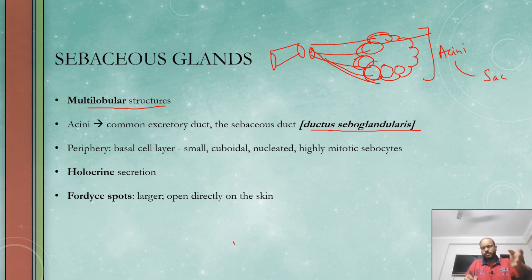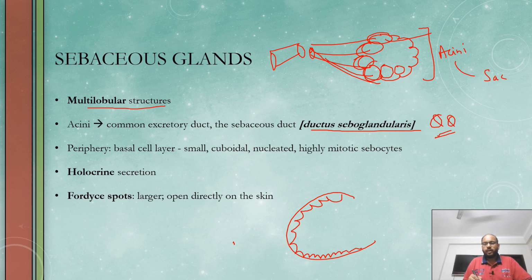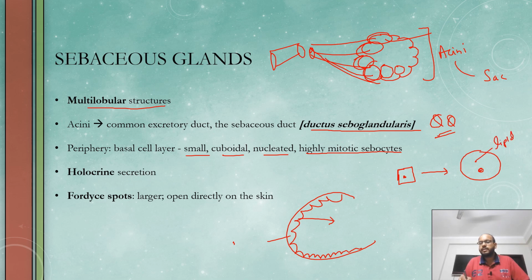This is an old archaic term. Maybe they might ask in some viva or an MCQ. Ductus seboglandularis. Now, what essentially happens in a sebaceous gland? In the basal part of the sebaceous gland, look here, you have small cuboidal nucleated highly mitotic sebocytes. And as the cells migrate from the basal part to the center part, the cells from initially cuboidal will gradually become large, swollen, and filled with lipids or sebum.